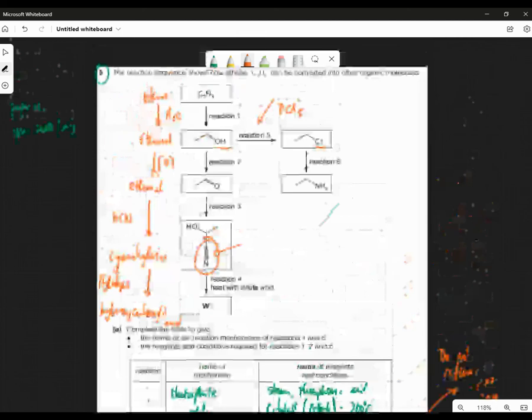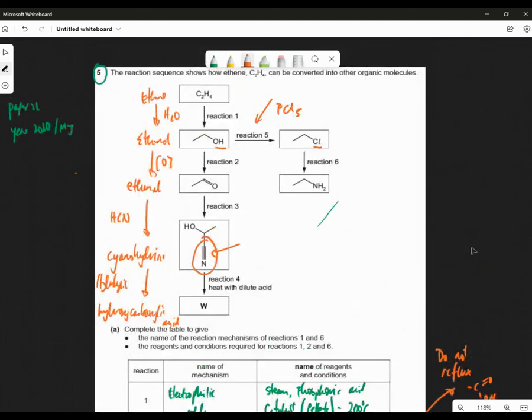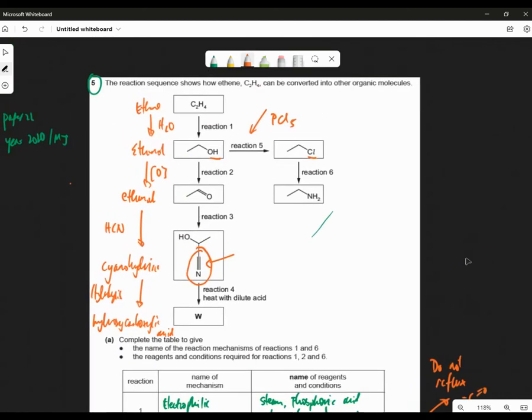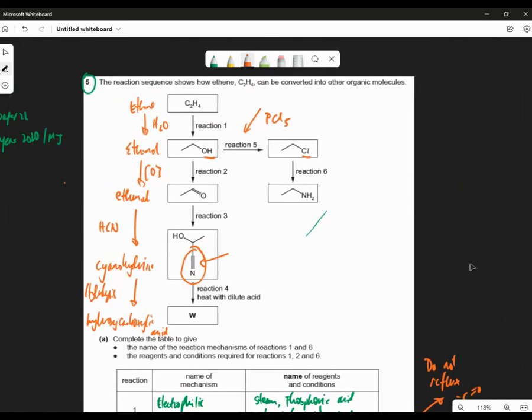Number 6. That's a big jump there. Which one's number 6? Reaction number 6. Where's number 6? Oh, there's number 6. I didn't see that. Whoopsie, I'm messing this up.